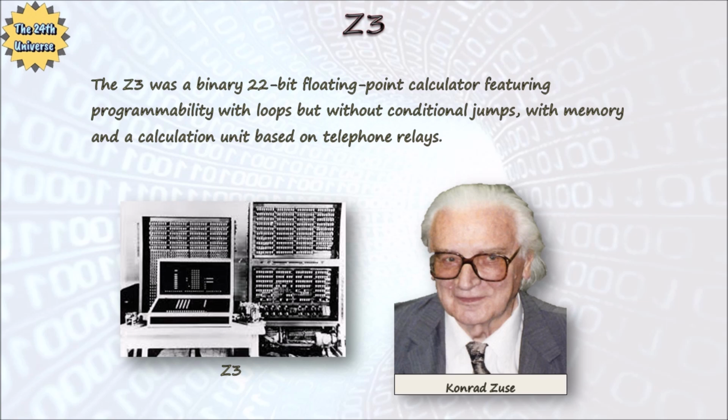Despite the absence of conditional jumps, the Z3 was a Turing complete computer. However, Turing completeness was never considered by Zuse, who was unaware of Turing's work and had practical applications in mind. This computer was destroyed in the bombardment of Berlin in December 1943 during World War II, together with all construction plans.